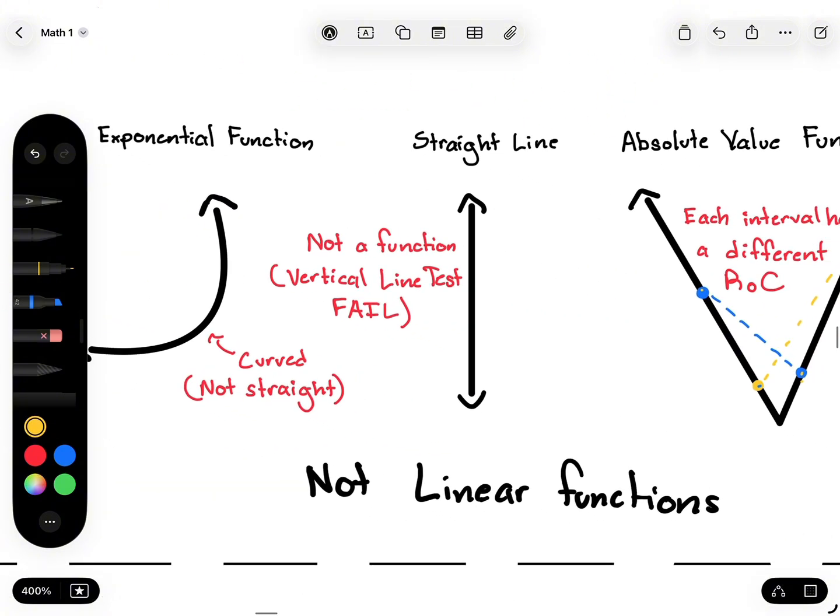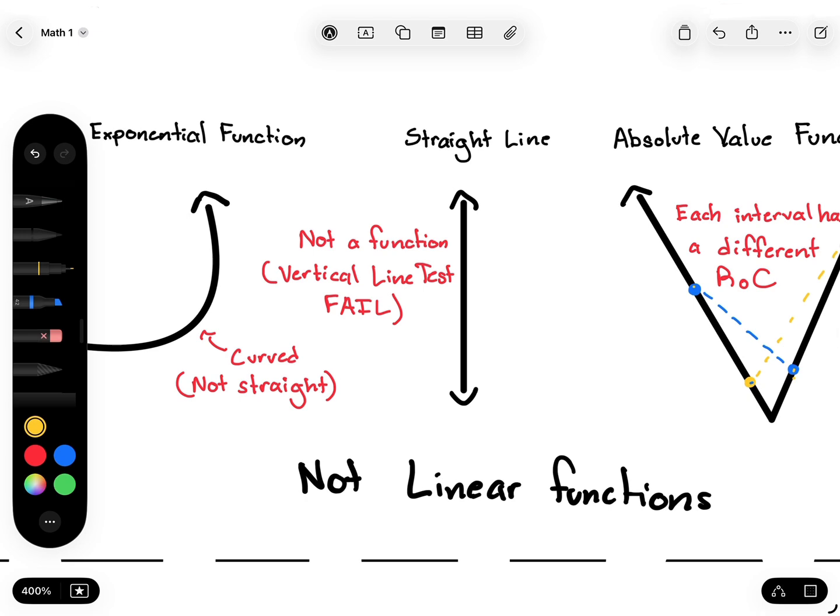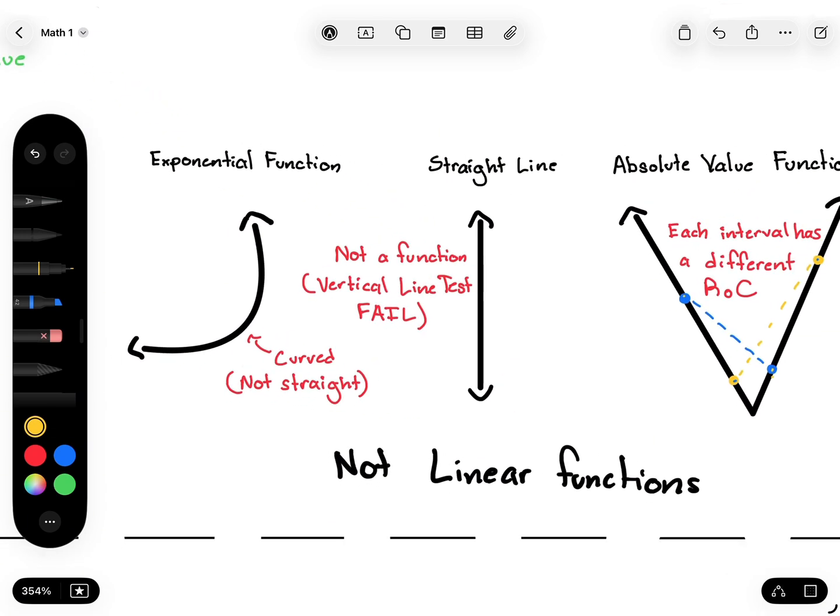Now here are some examples of nonlinear functions and why they're not linear functions. This line here has a curve in it, and that's why it's not a linear function. A linear function would look like that. And this is called an exponential function. And then a straight line wouldn't work either.